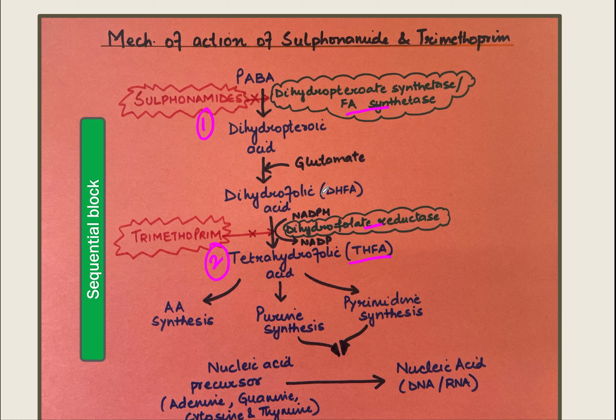And the best part about the block is when both these drugs are combined, it is a bactericidal effect. Individually, both of them are bacteriostatic drugs, but when they are combined, it is a bactericidal effect, and this is called a supra-additive combination. So 1 + 1 is much more than 2. It's a supra-additive synergistic combination, and it's a classic example of supra-additive synergism.